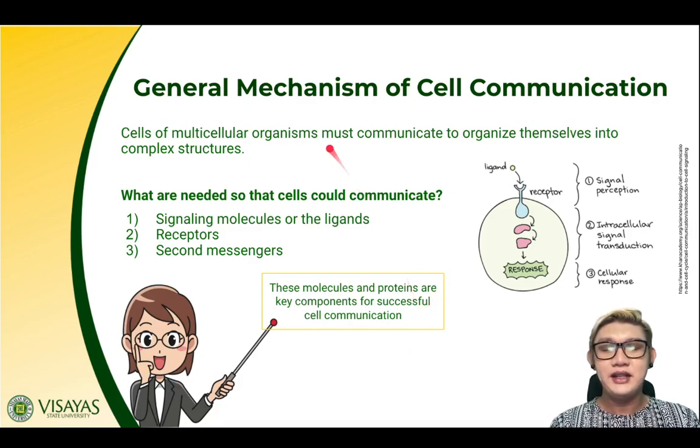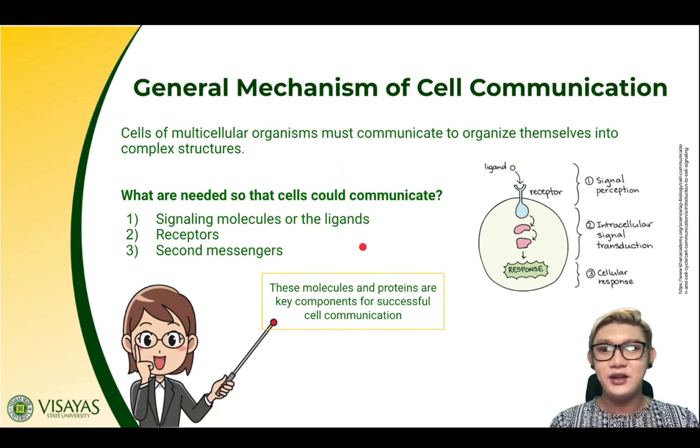So cells of multicellular organisms must communicate in order to organize themselves into complex structures. From single cells, when they form a tissue and eventually form different organ systems, there needs to be specific communication among them, so that the different processes will go smoothly and there will be no impairment in, say for example, the growth of a particular organism.